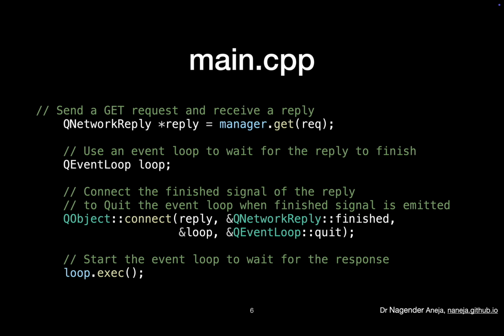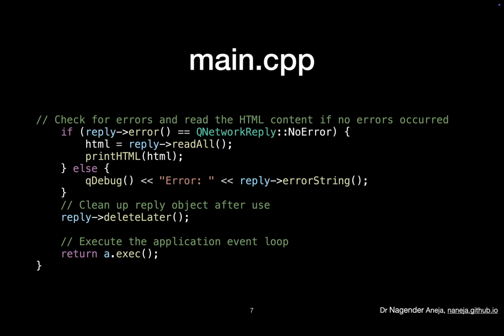So we are here now. And then we started this loop actually, loop.exec. It starts the event loop, but quit is called on this loop when the finished is emitted, right? So this is how we are blocking this program. Now we're checking for errors, if there are errors or not. So we're saying reply errors. If reply, we call the error.